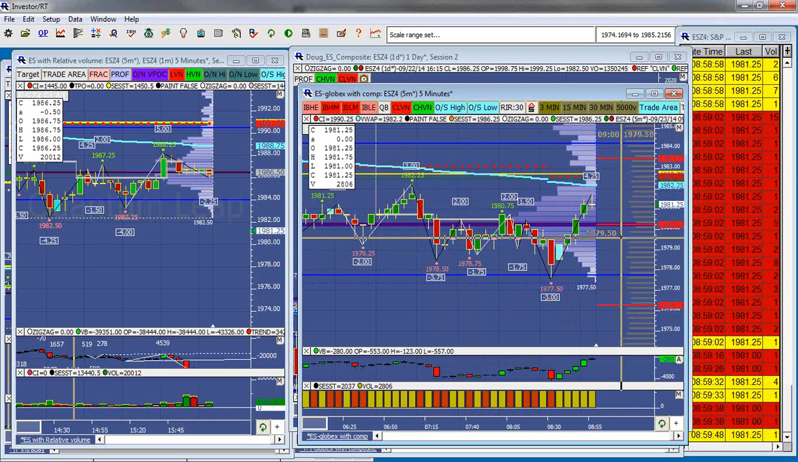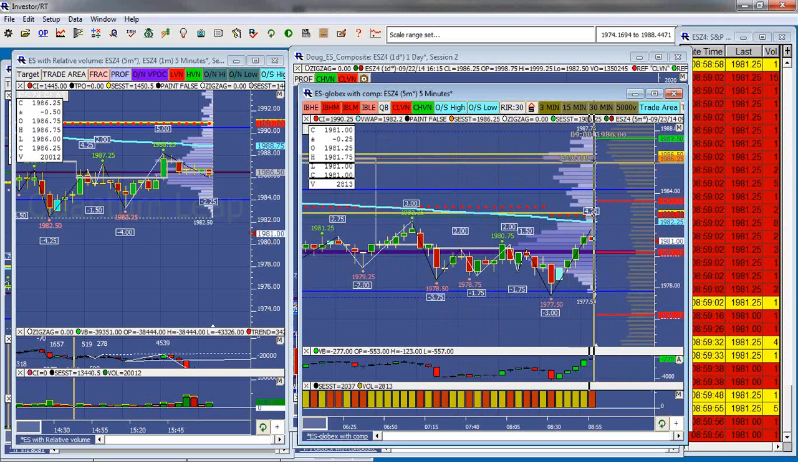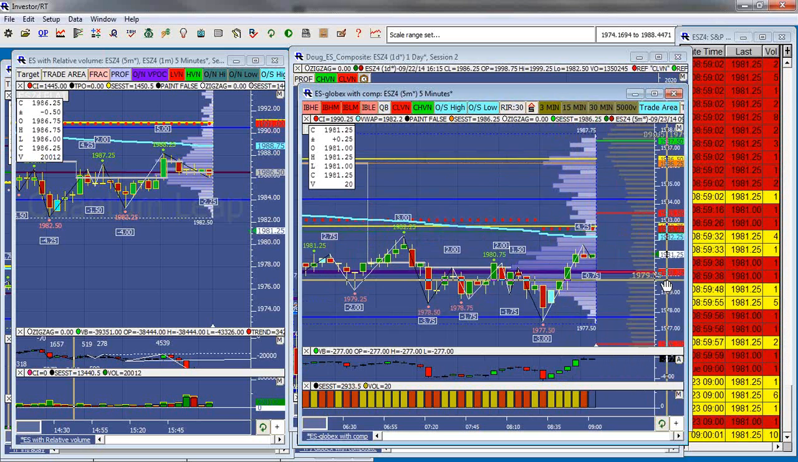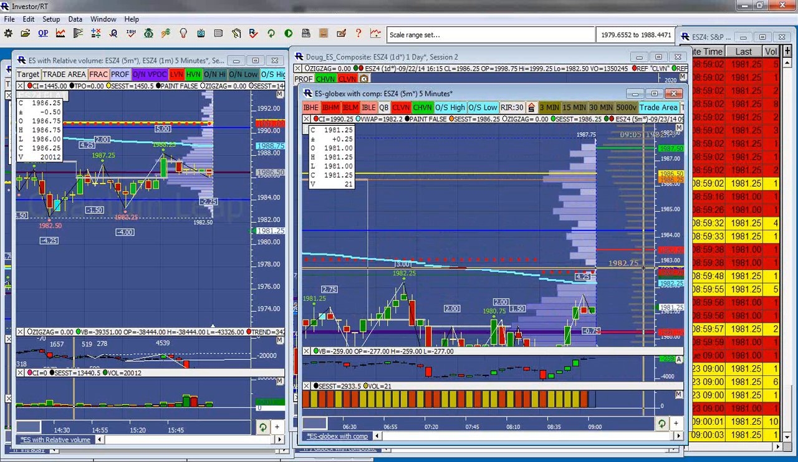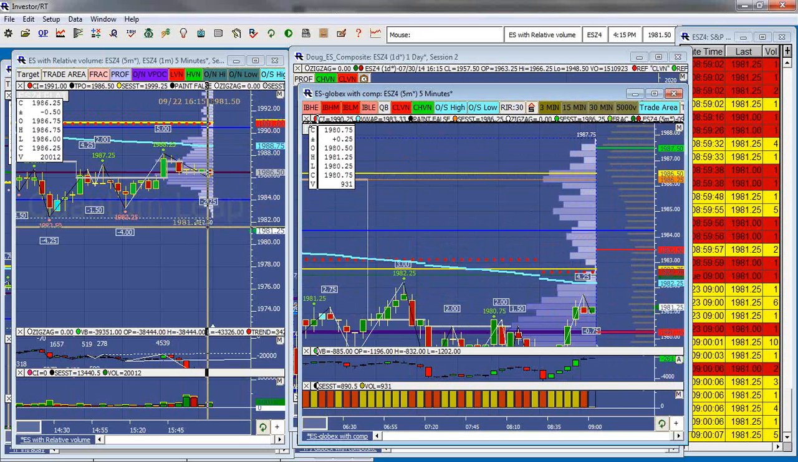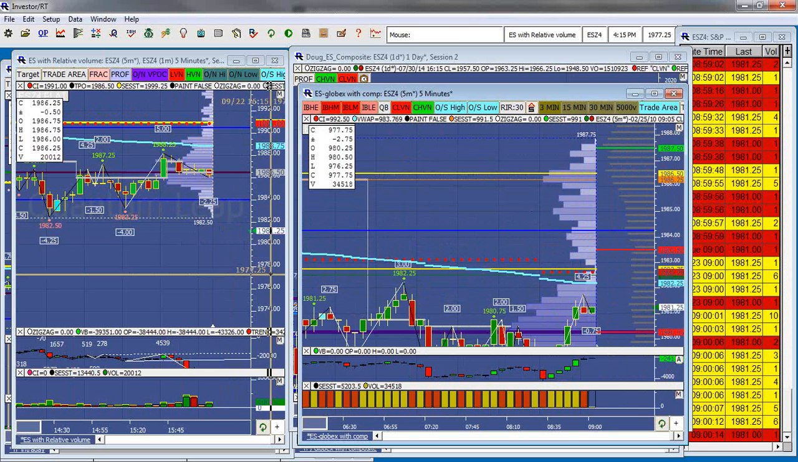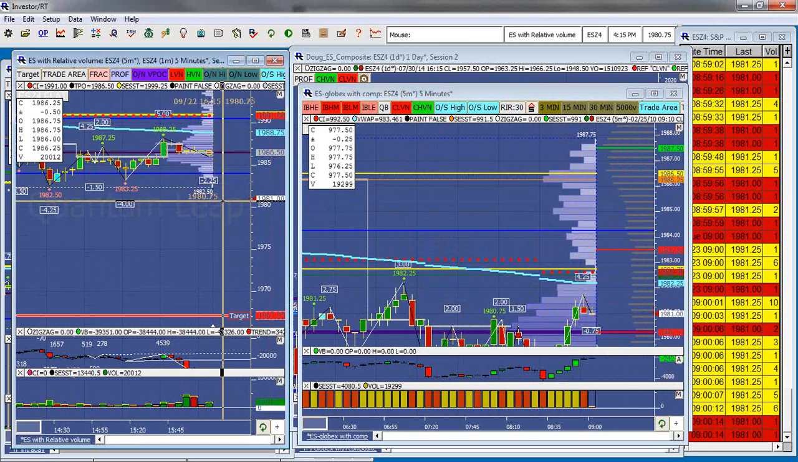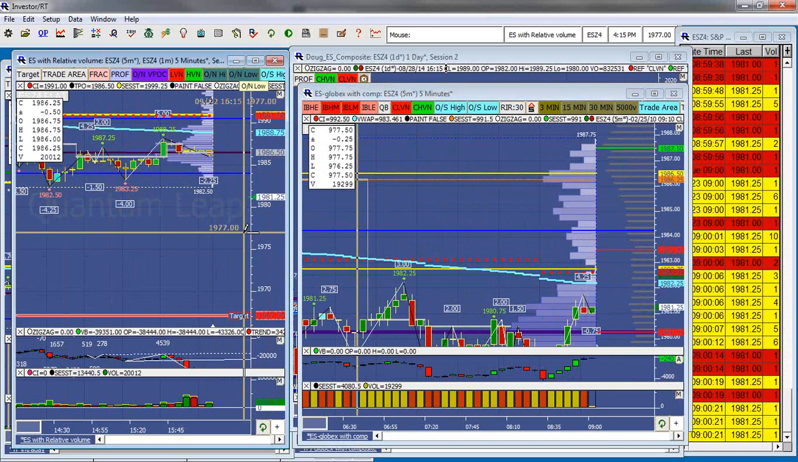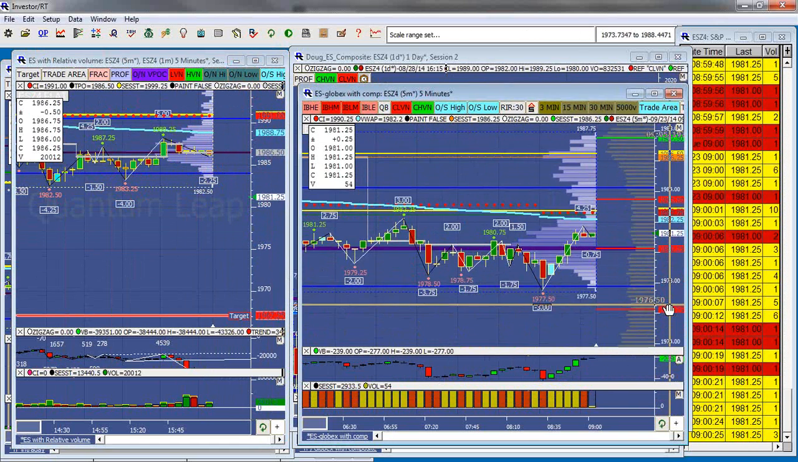Now, the distribution of the profile, we've got basically a double distribution. The LVN that separates the upper distribution from the lower distribution is at 1982.75. That is one tick above the 1982.50. So right now we're trading in between two key areas. So let me move this over. Our overnight low is now down at 77.50.